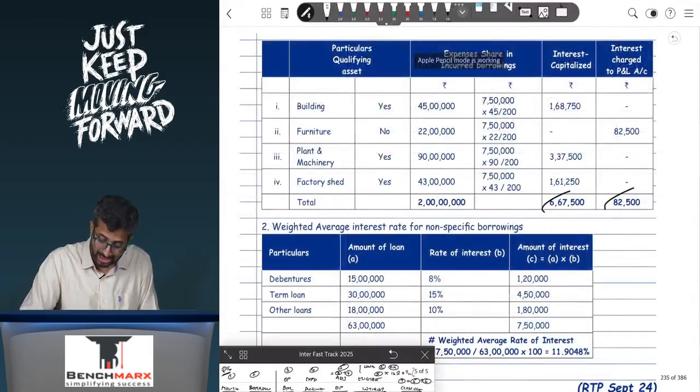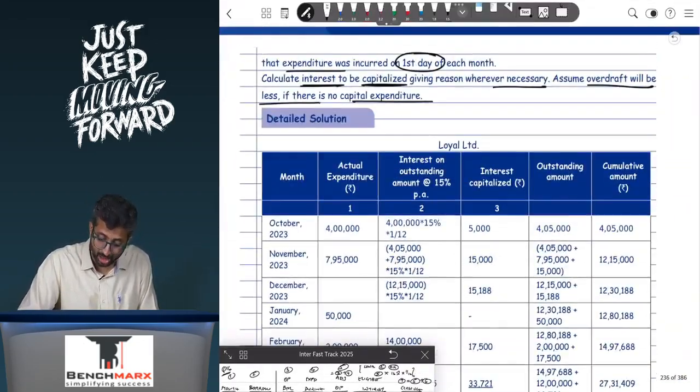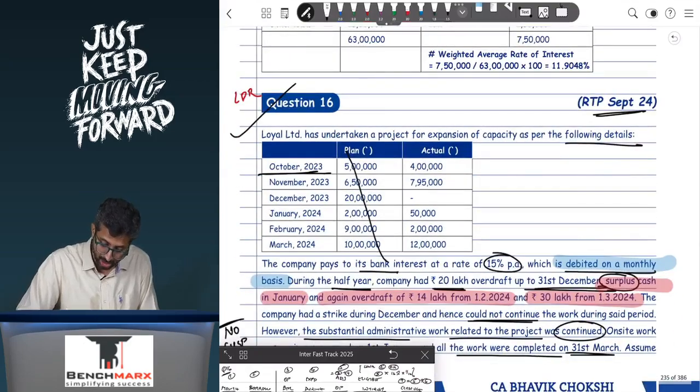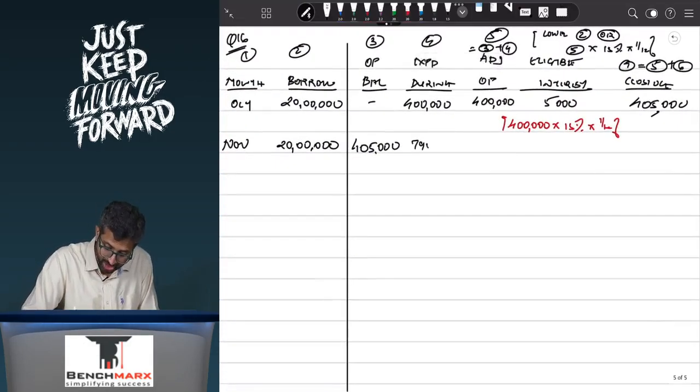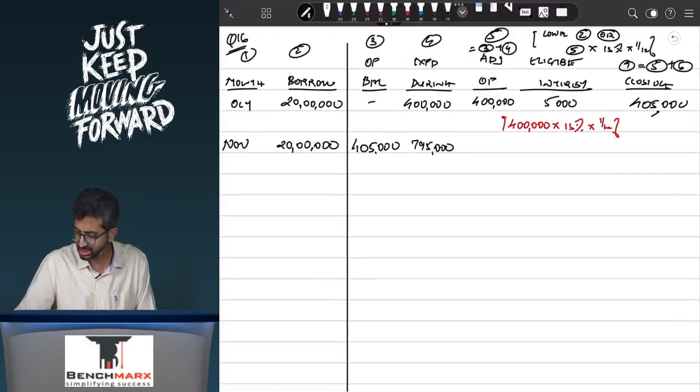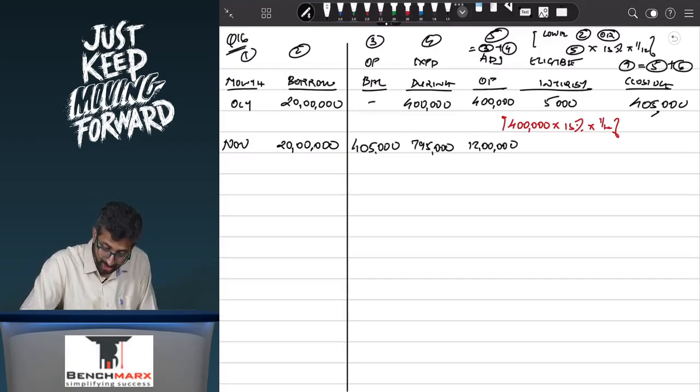Okay. Now at the start of November, you are going to spend another. Acha sir, kitna? You are going to spend another 7 lakh 95,000. So this is 7 lakh 95,000. So if I total 795 and 405, I come to, I think, 12 lakhs. If I want to calculate interest, I will say 12 lakhs or 20 lakhs.